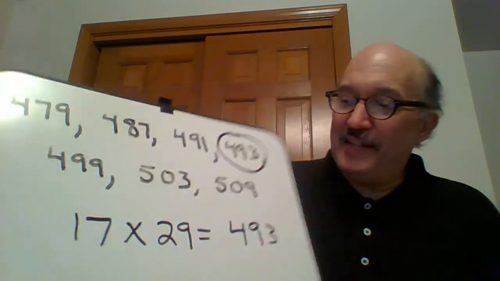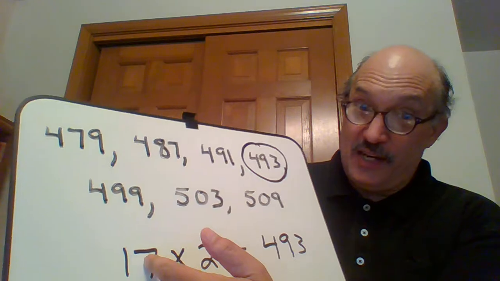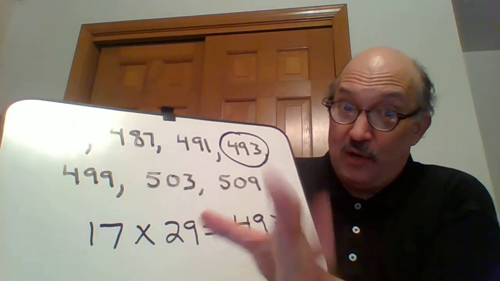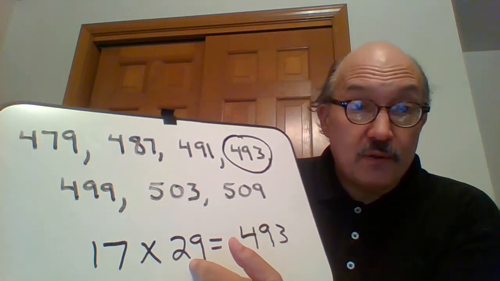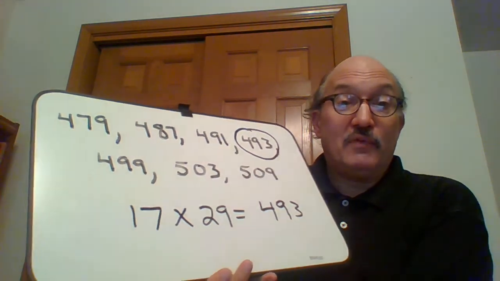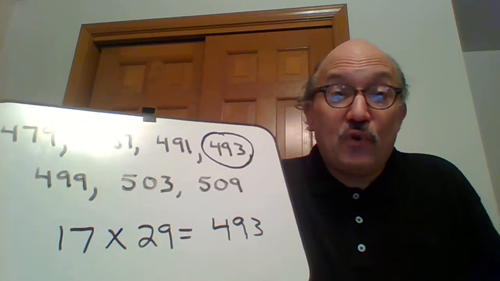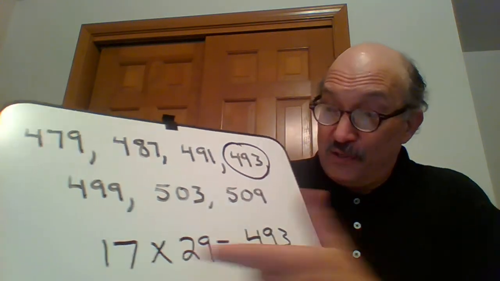I did 17 times 29. Notice 17 is obviously prime. When numbers are small, it's sometimes obvious they're prime. And 29 is also prime. 17 times 29 is 493. So 493 is not prime because it's 17 times 29.